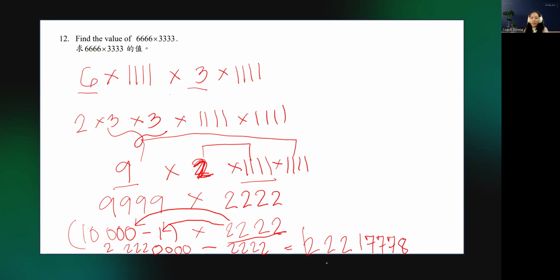All right? So you'll have 22217778. Remember, there is no need to put commas. Okay, just put the numbers. Ayan, question? None. If there's none, let us proceed to number 13.